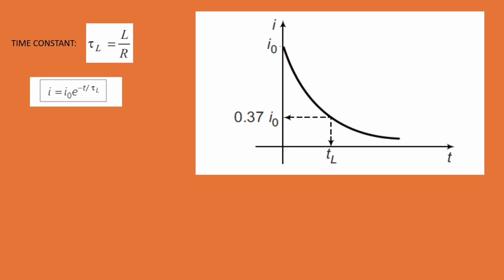So this is the maximum value of the current, I0, and as time goes, at tau L it comes to 37% of its initial value. So this is the time constant for decay of current through the LR circuit. At t equals tau L we get I equals 0.37 I0. So the time constant is the time when the current in the circuit is 37% of its initial current I0.